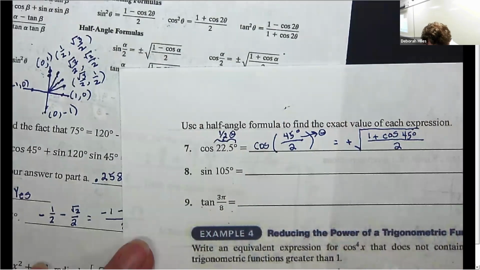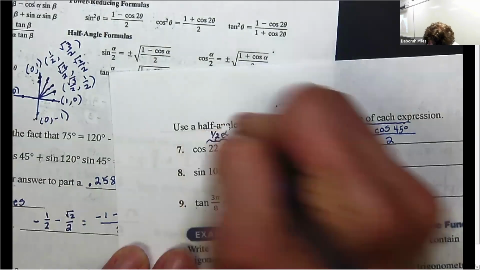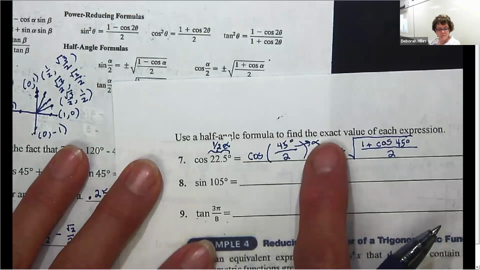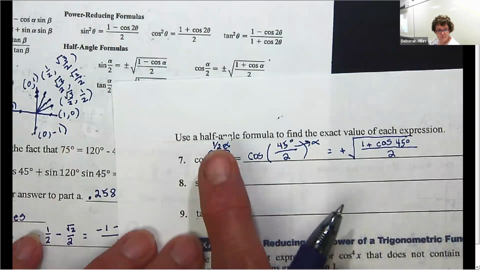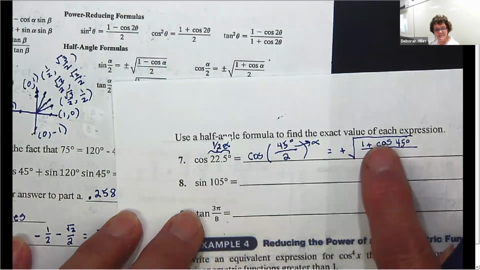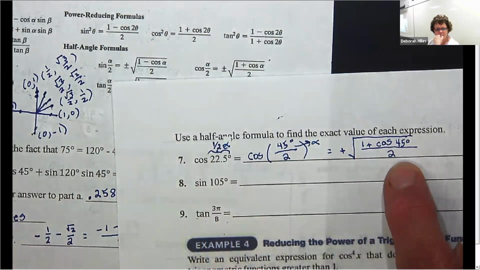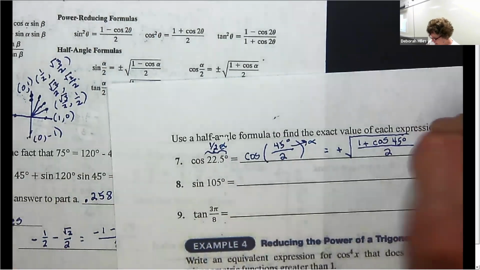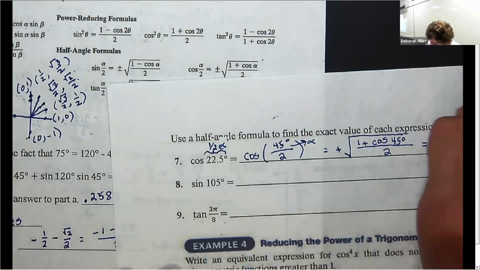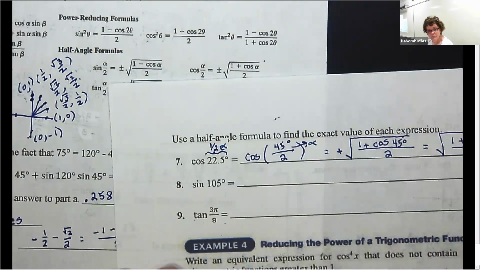I think it might have helped you just a little bit if I had used alpha here and here, because that's what's in the formula, alpha. 22.5 degrees is alpha over 2. Alpha is 45 degrees. So the formula is 1 plus cosine alpha divided by 2. And what is cosine of 45 degrees? This is the one that's going to come out terribly ugly. 1 plus square root of 2 over 2, divided by 2.